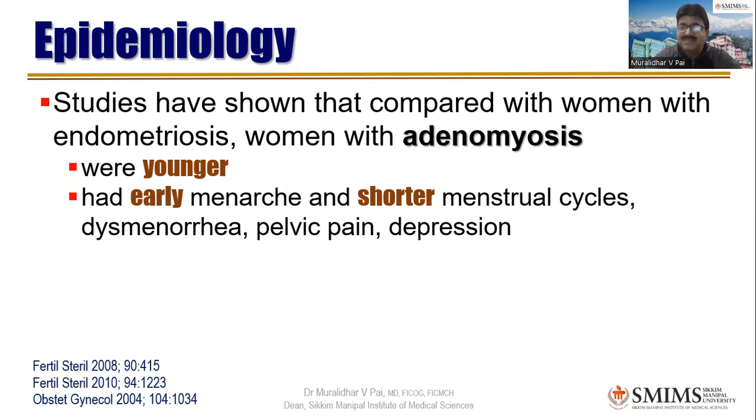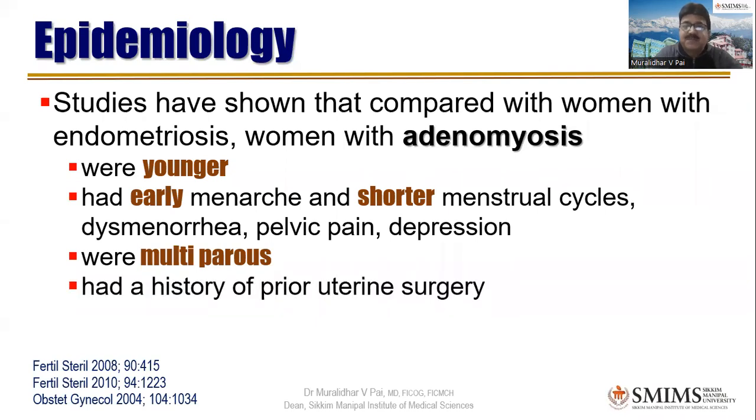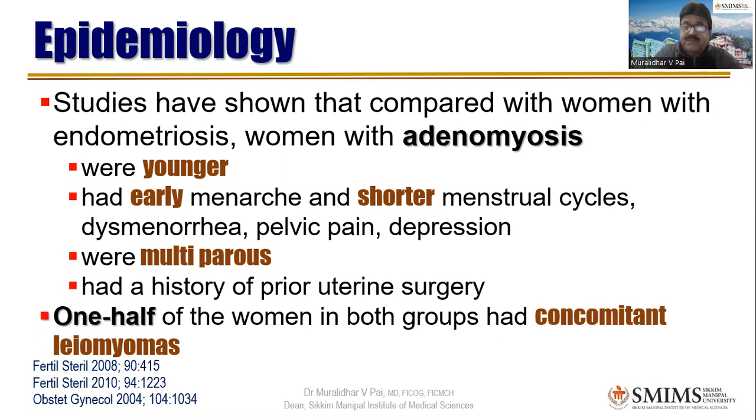I will connect the depression with adenomyosis maybe in a subsequent slide or later, but this is the characteristic of adenomyosis. They were multiparous also. Again, they were younger as well as multiparous, both, and had a history of prior uterine surgery. Maybe when I talk about the theory of etiopathogenesis, the endometriotic seeds are sown when you do a surgery on the uterus. Maybe when you cut the uterus for a myomectomy or for a cesarean section. So without your knowledge, you may be just sowing some amount of endometrium into the myometrium. So one half of the women in both groups, that is endometriosis and adenomyosis, had concomitant leiomyomas. Again, proving that all three of them are inseparable cousins, siblings, friends, or whatever you say.